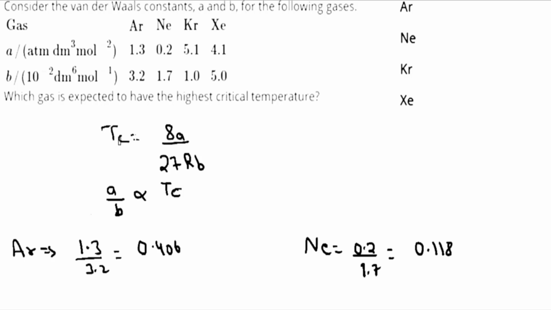which means it has the maximum critical temperature. So what we have to find out is the expected higher critical temperature. So krypton will be our answer. This gas krypton will have a higher critical temperature according to the A by B value. So this is the answer.